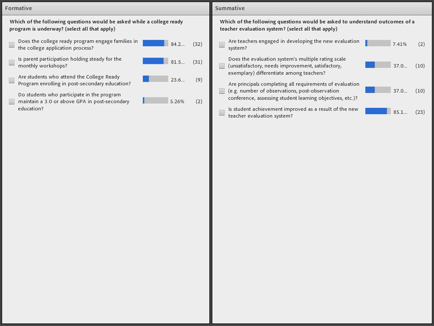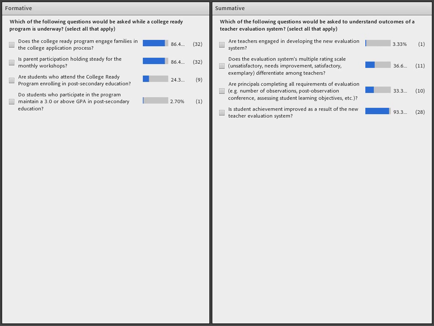And then we have a few people thinking about the College Ready program enrolling in post-secondary education as a formative type of question. We had imagined that as an outcome-related question because the goal, and if you read the case, this might be more clear to you, the College Ready program is focused on secondary students, and so that enrollment is sort of an outcome or a goal of the program.